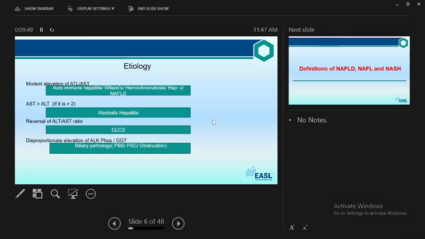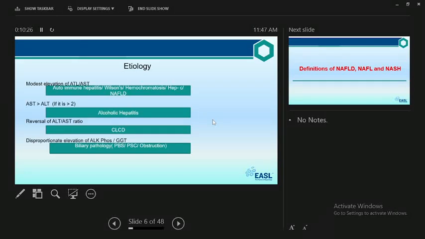Not only that, the evaluation of the AST-ALT, the full liver profile itself, will narrow down your differential diagnosis. That's why it is important. Just by checking the AST-ALT, you can exclude some differential diagnoses, or consider the most likely ones. A modest elevation of AST-ALT could be due to autoimmune disease, Wilson's, hemochromatosis, hepatitis C, and NAFLD. Modest means several hundreds, usually not more than thousands.